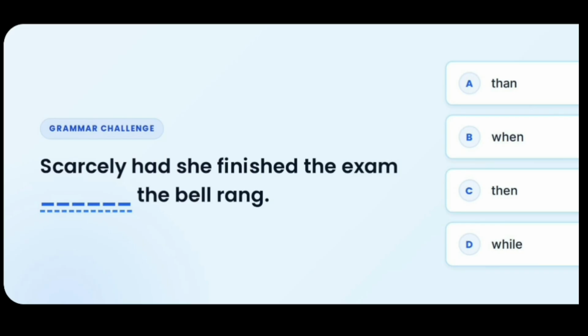When is right, students. Let's see its reason. The adverbial formula is scarcely when, or hardly when, used to show one action happening immediately after another action. So the correct answer is choice B.